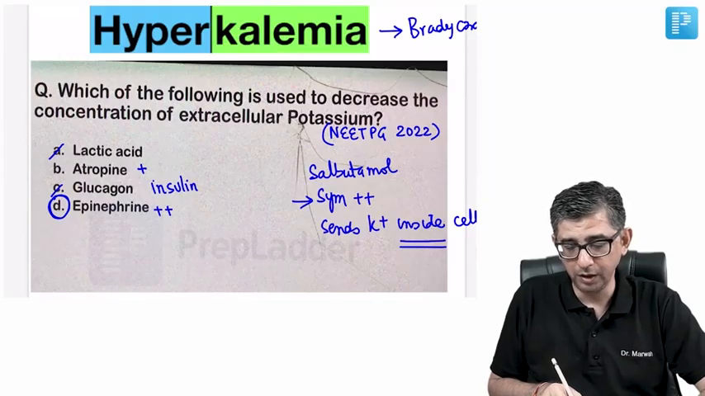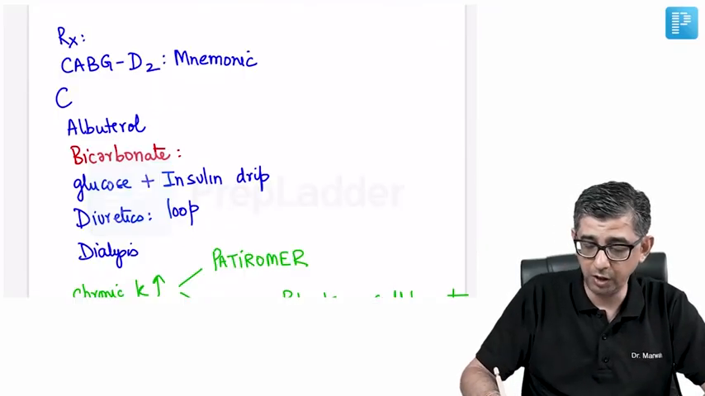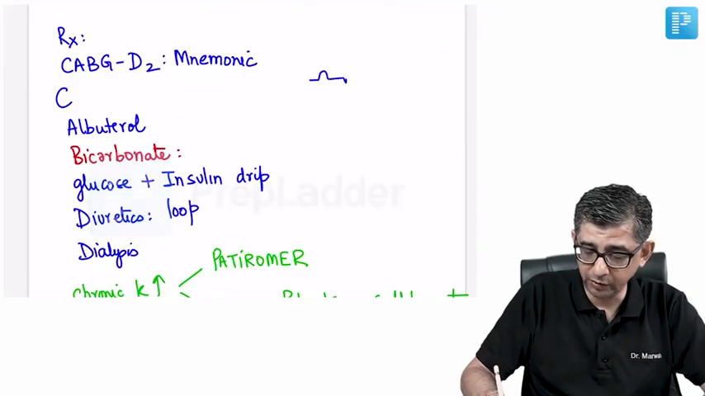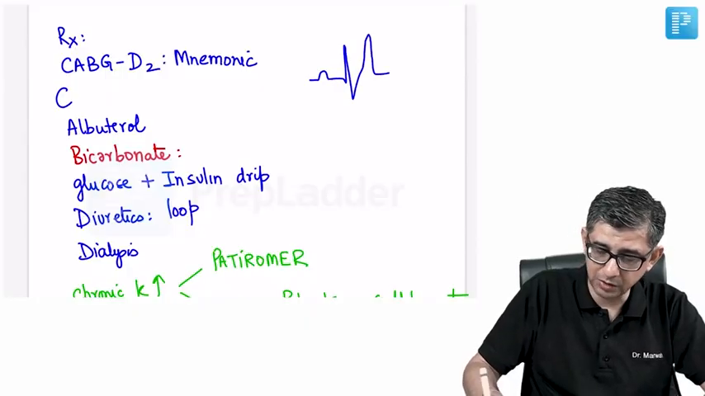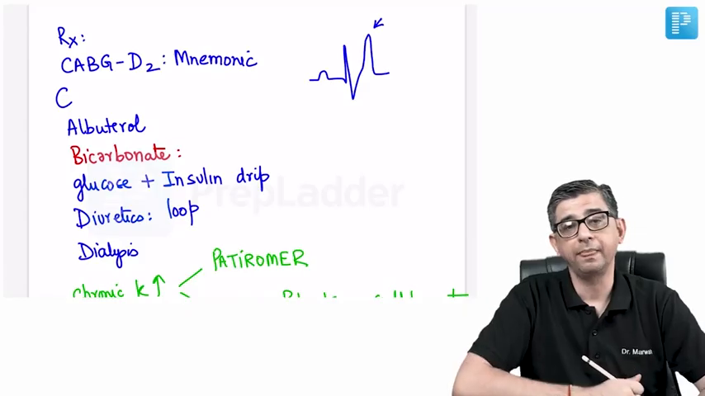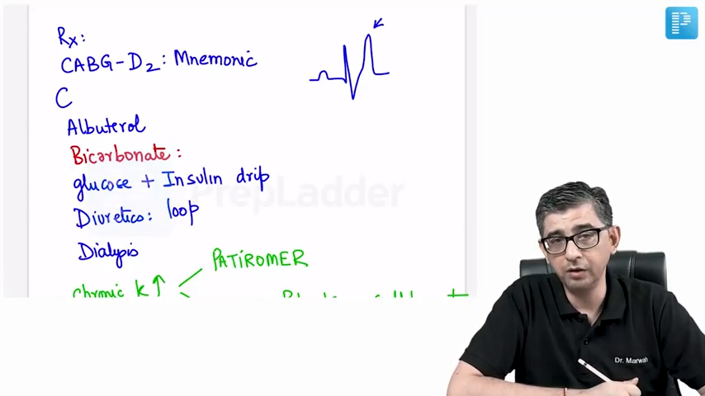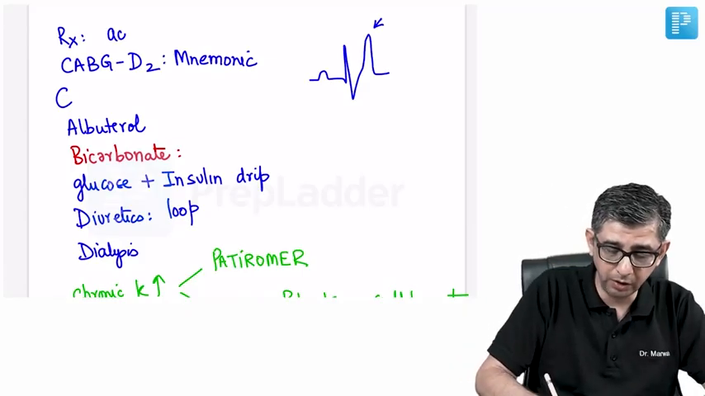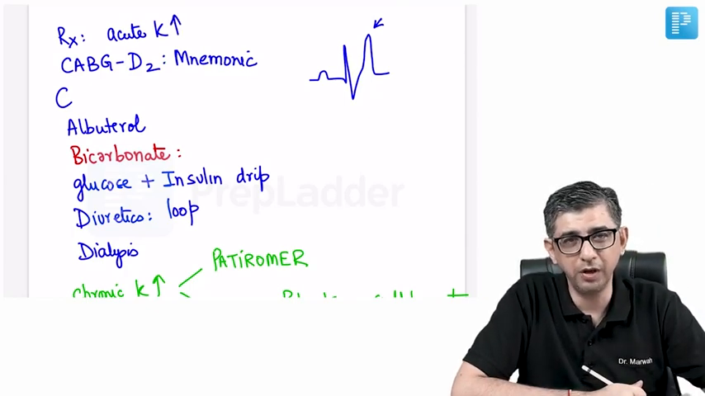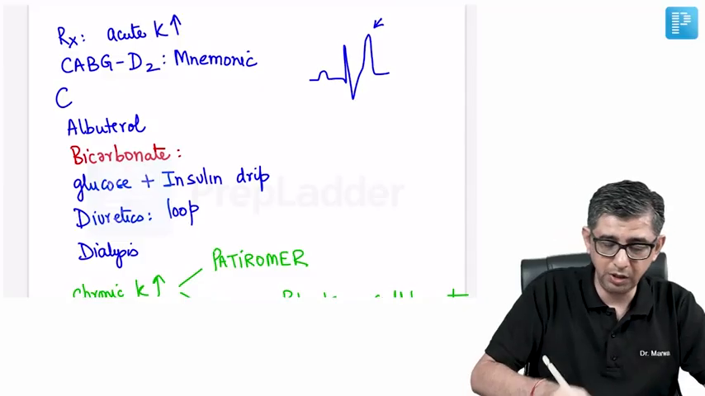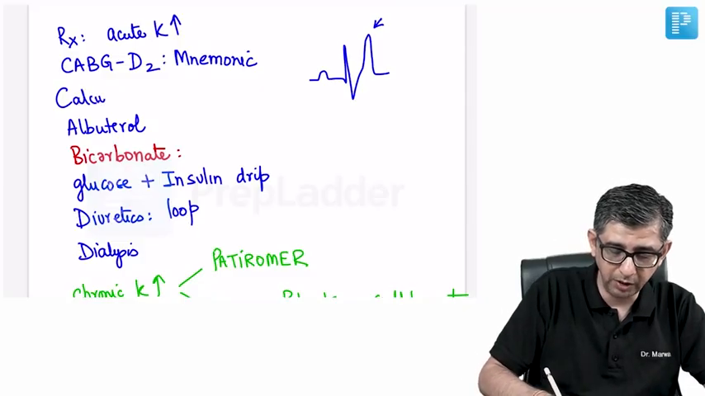And now let's look at any patient of hyperkalemia where we can be having tall tented T waves, and we could be having ST elevation also. In these patients, let's look at what is the treatment that would be done for any patient having acute dangerous hyperkalemia. The mnemonic that we can use for this is CABG, coronary artery bypass grafting. So CABG D2. Now C here would be standing for calcium gluconate.